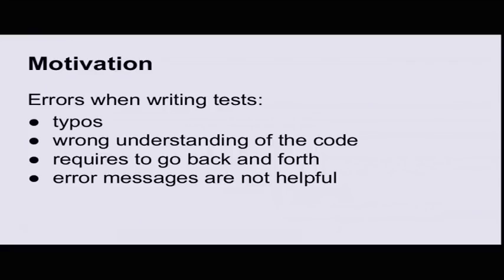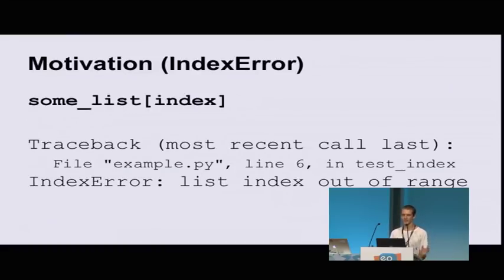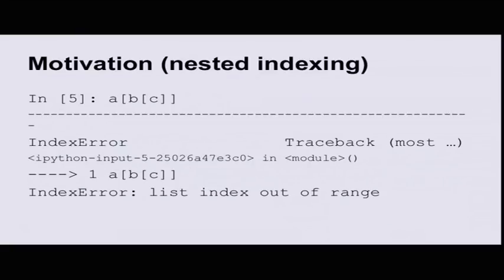I started thinking about this when I was working on doing TDD on a huge code base, and either because I was lacking some understanding of the code or because of typos, some tests would fail, and the error messages are not helpful at all. So the worst example is index error. You don't get back either the offending index nor the size of the container. And it's even worse when you have nested indexing because you don't even have the offset.